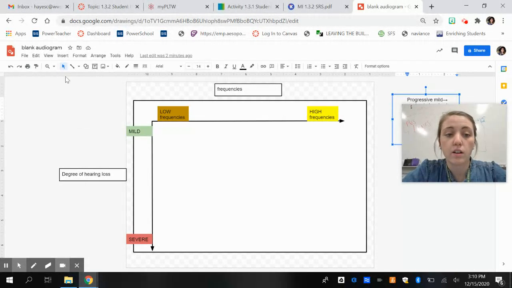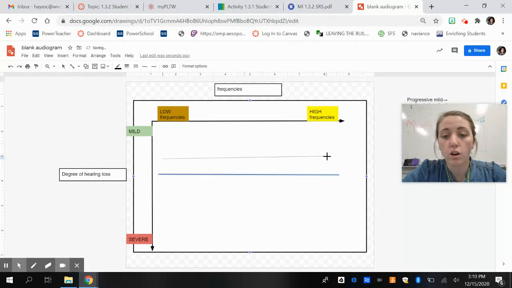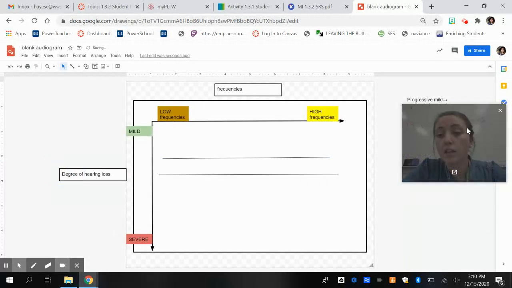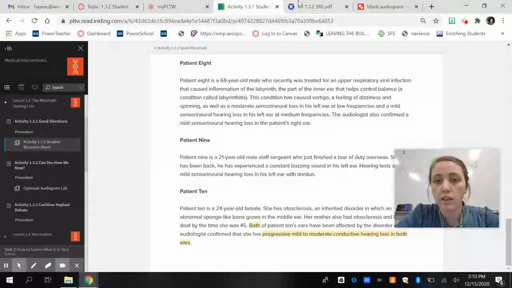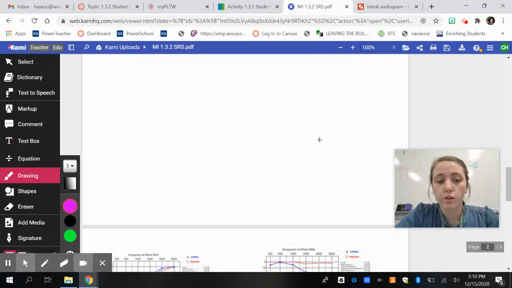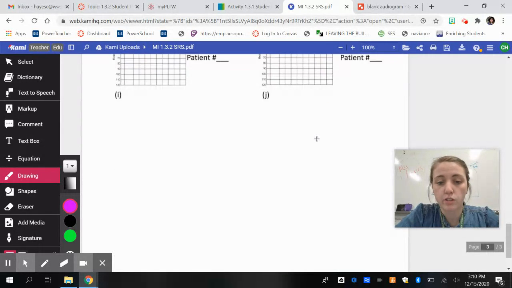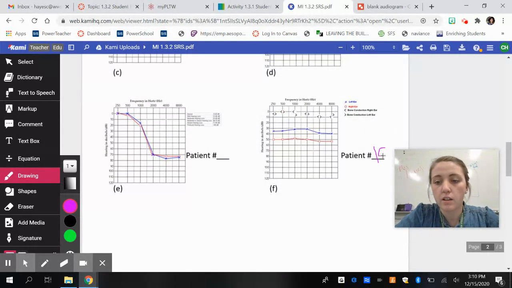But we could have said, okay, we know that they have, generally speaking, some issues with mild to moderate across all frequencies, and would expect some lines like that. And it's progressive, so it's kind of getting worse over time. But like I said, the way that you can really tell if something is conductive is by this bone conduction thing. So I don't think we have any more patients with conductive hearing loss. So that tells me that patient 10, worst 10 I've ever seen, is corresponding to audiogram F.